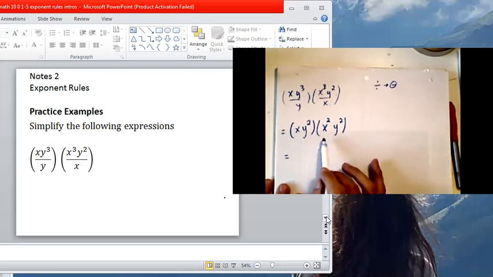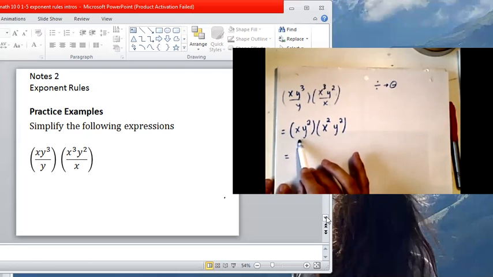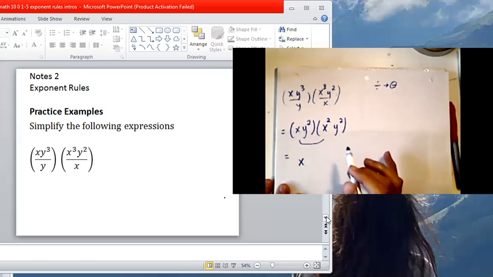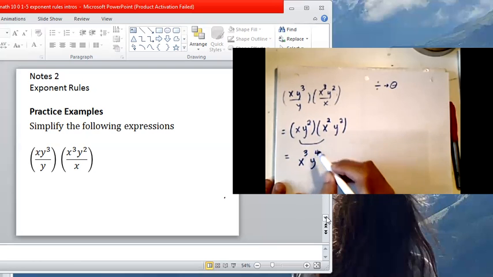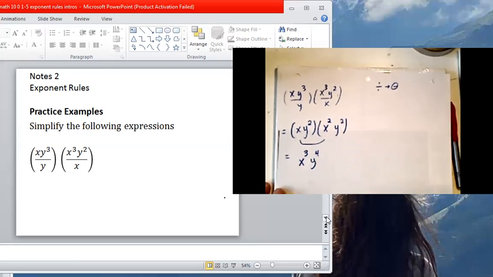Next, we put the x's together. So that means x to the power of? To the power of 2, and there's an invisible 1 there. Perfect. x to the power of 3. And then x to the power of 4, y to the power of 4. You got it. 100%.